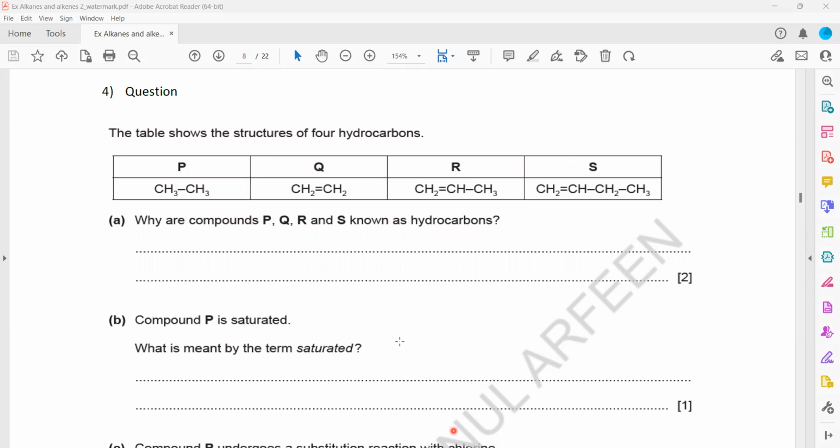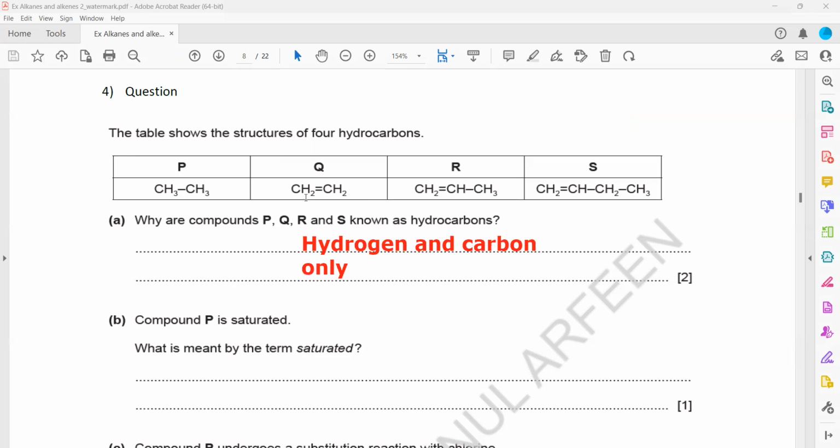What is the reason? Their molecules contain carbon and hydrogen only. You can also use your mic or the chat to state the answer. So those compounds which have carbon and hydrogen only, we call them hydrocarbons.